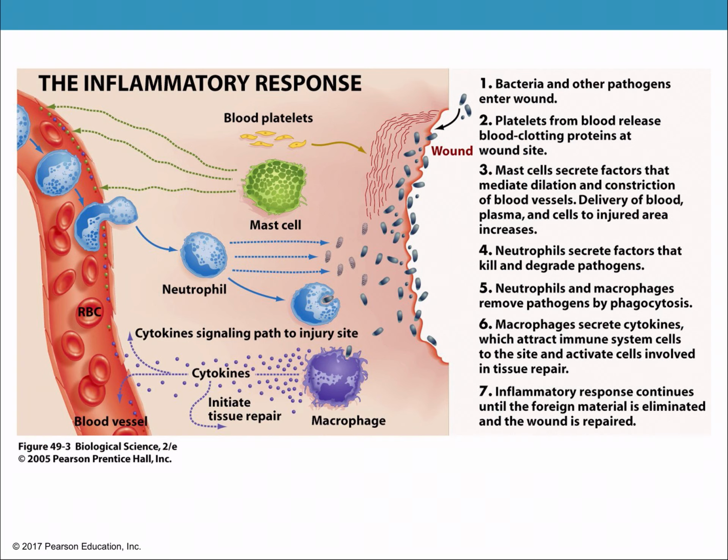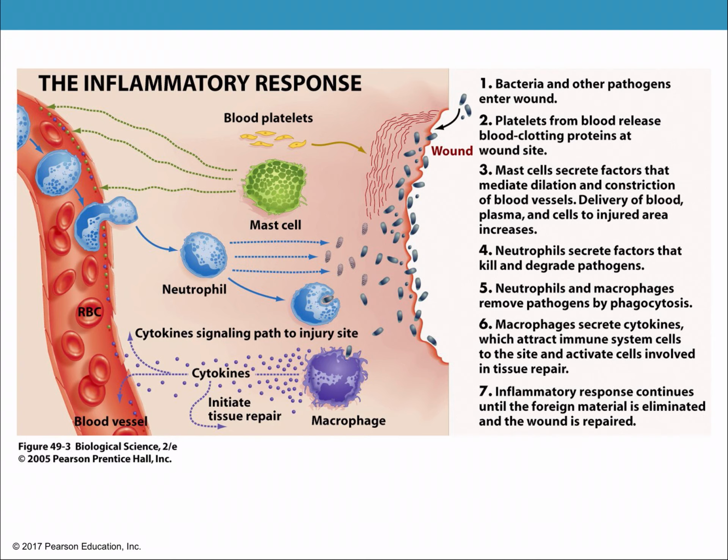Cells called neutrophils secrete factors that kill and degrade pathogens. In this response, that's what these are doing here. Okay, so neutrophils are triggering a response to kill the pathogens, which you're going to see here. See, it's engulfing those pathogens. There's the mast cell, dilating and constricting the blood vessels.